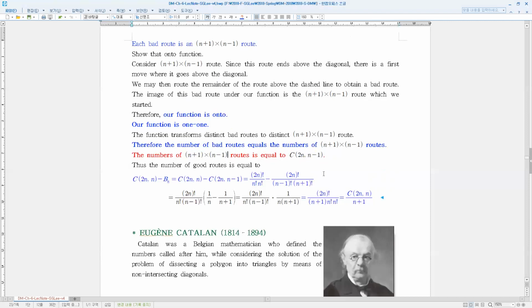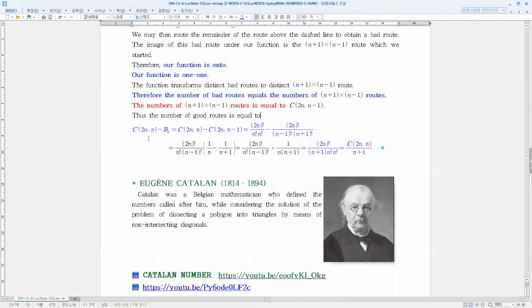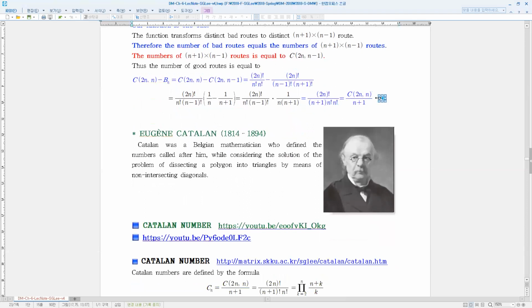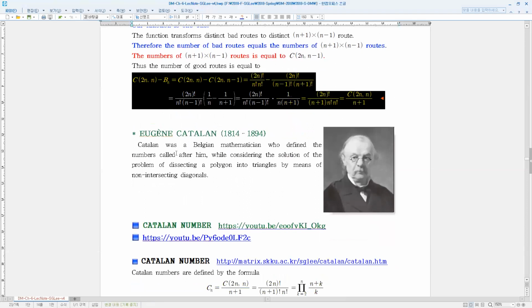The other steps will follow. If you count this, it is the same as this. So from the whole set of possible paths minus the bad roots, we found this number by these simple computations. This number is of great interest.